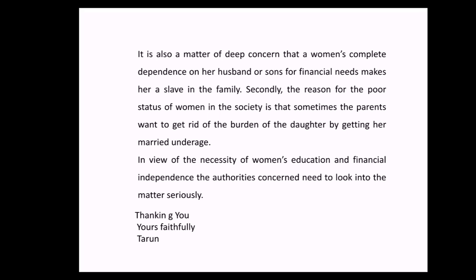And then last, your complimentary close, that is, first you will write thanking you, then yours faithfully, and the name, whatever name has been given there. So Tarun's name has been given there, so we have mentioned Tarun here. Hope this is clear to you.